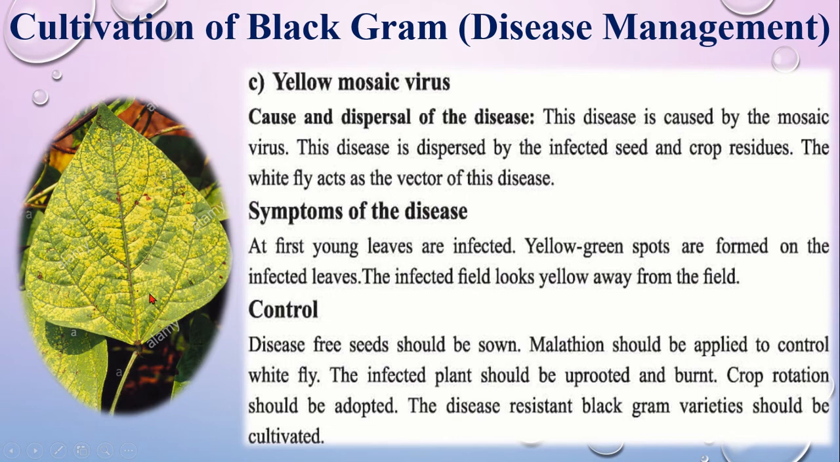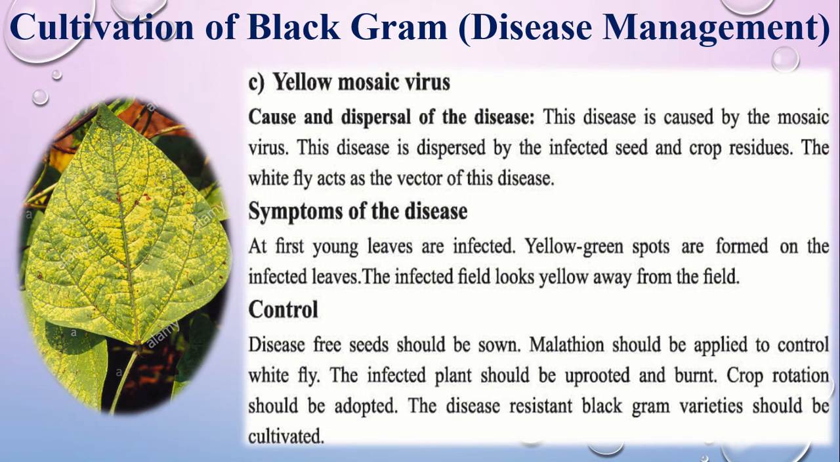So, use disease-free seed, and malathion should be applied to control white fly, because white fly acts as the vector of this disease. That means the white flies spread the virus to the field, and if we find an infected plant, it should be immediately uprooted and burned, and crop rotation should be adopted.